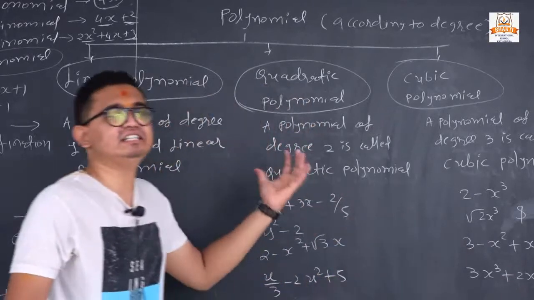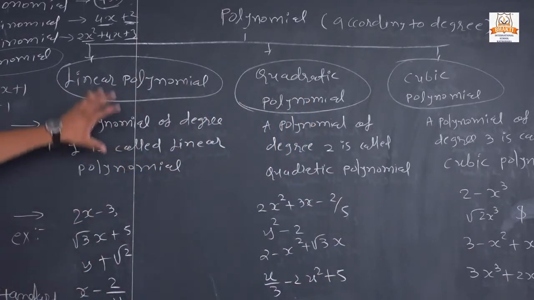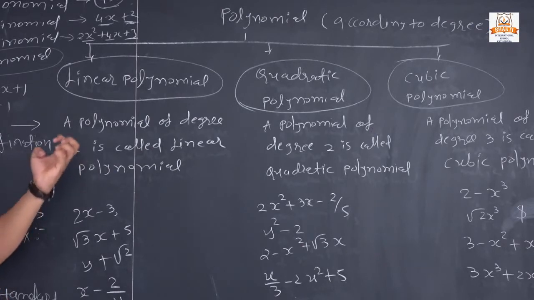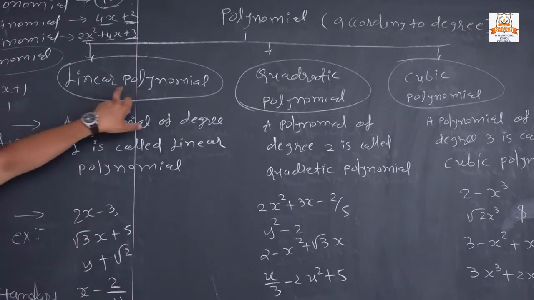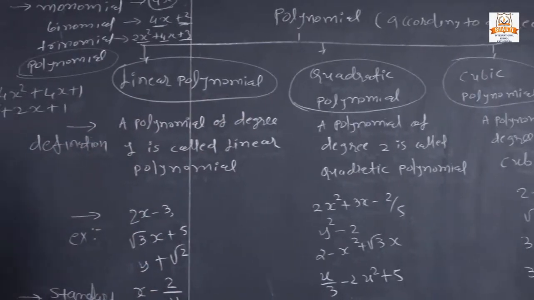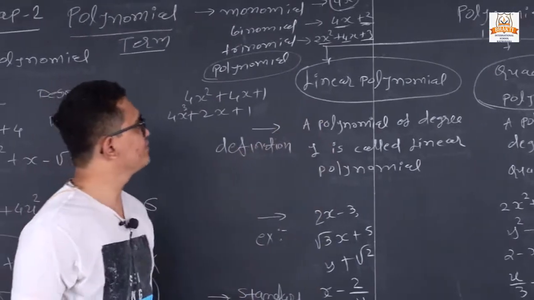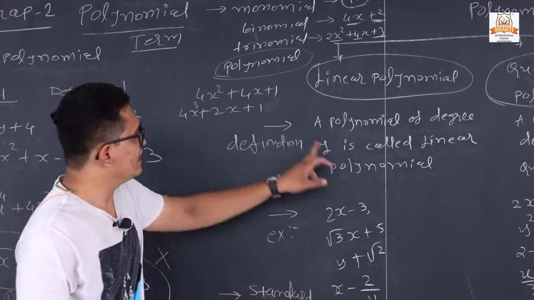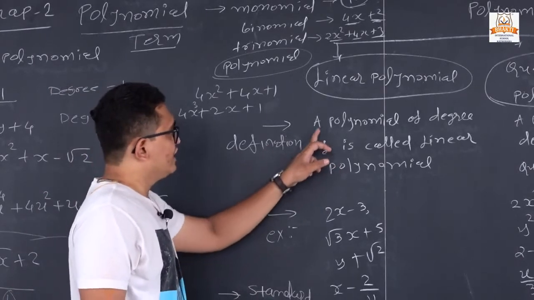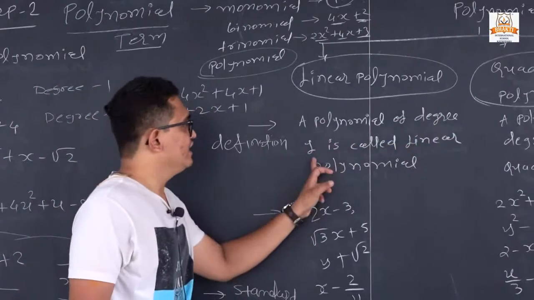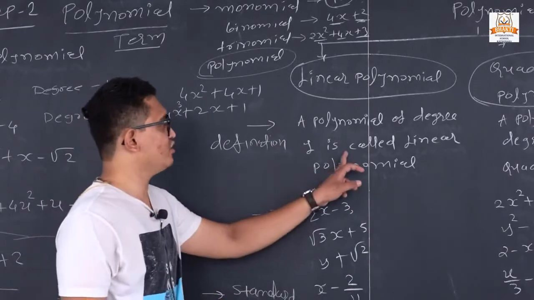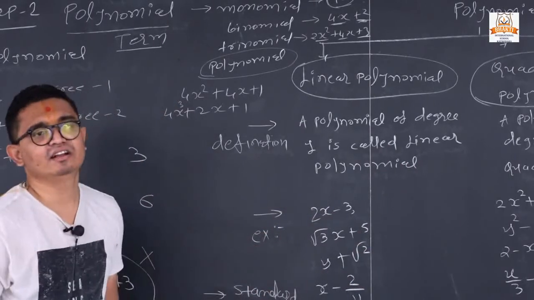So we will make one chart. From that chart you can easily get the idea of what a polynomial is according to the degree. We are starting with the linear polynomial. First of all, the definition of linear polynomial. Linear polynomial means a polynomial of degree 1. A polynomial that has degree 1 is called a linear polynomial.